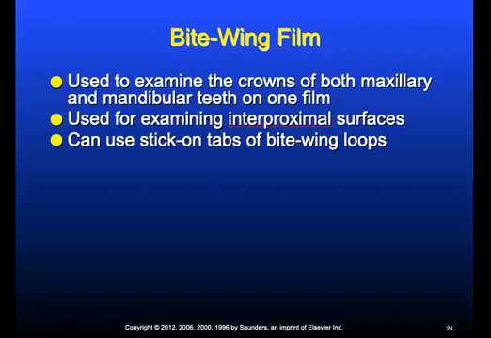A bite wing film is used to examine the crowns of both maxillary and mandibular teeth on one film. It's also used for examining interproximal surfaces in order to detect decay interproximally between the teeth. And you can use stick-on tabs or bite wing loops. If you're just learning, you'll probably be using the red XCP rings. If you're using a bite wing tab or bite wing loops, the bite wing film will have a wing or tab attached to the tube side of the film. The bite wing films are helpful in detecting cavities in between posterior teeth once again.